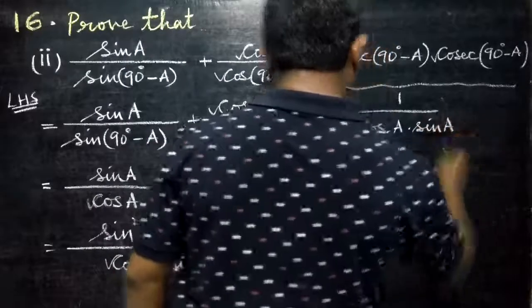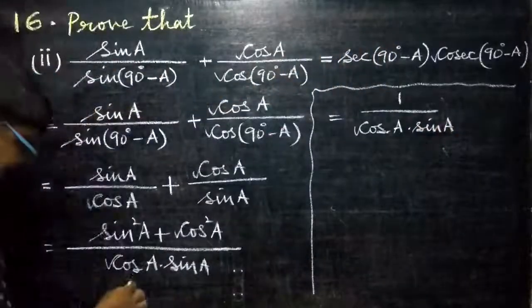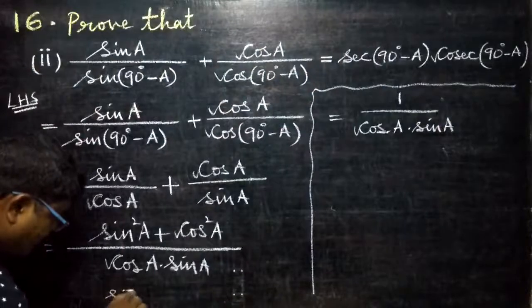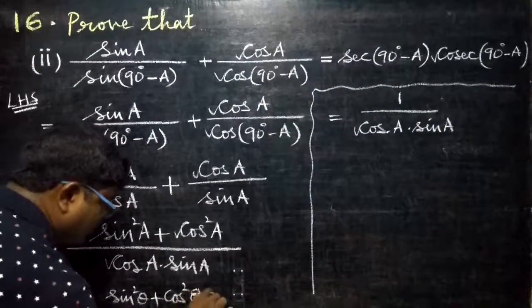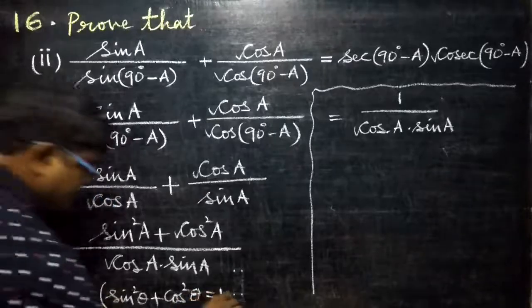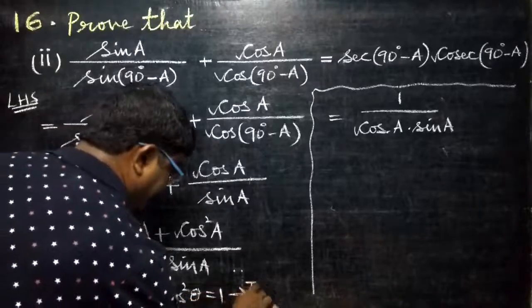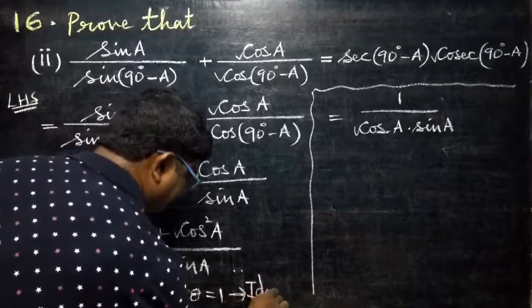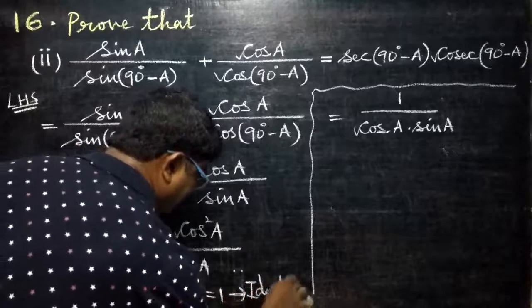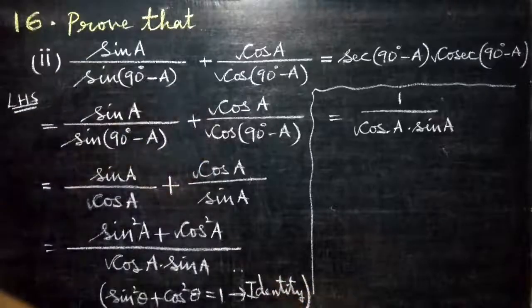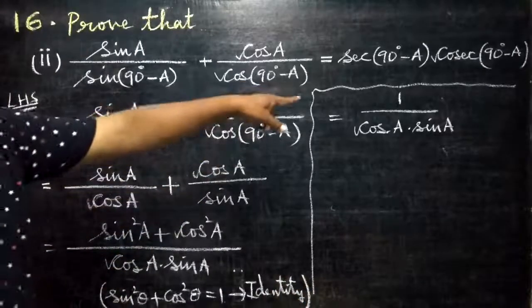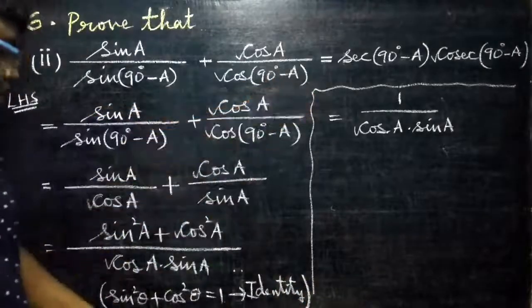Are you able to follow? Write this identity here. What is the identity? Sin square theta plus cos square theta is equal to 1. Write that. This is what? Identity. You have to mention it compulsorily. And you have to learn this identity by heart. Only 3 identities are there. This identity we have applied there. Otherwise, you can't understand how we got 1.